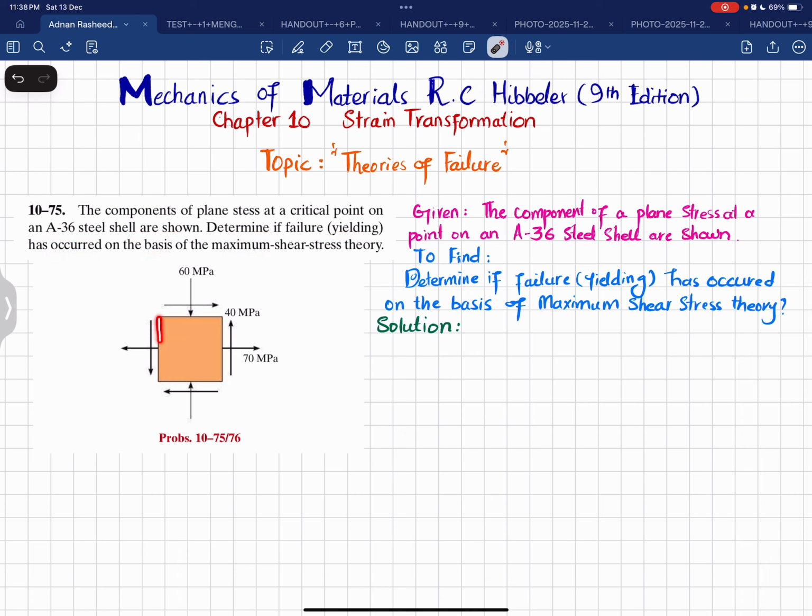So you can see this is the state of stress, a plane state of stress, because there is no stress in the z direction, so we take this as a plane stress problem. So the stress on this face is 70 megapascal. On the top face this is normal loading, which is 60 megapascal, and this is shear stress, which is 40 megapascal. So let's start with the solution.